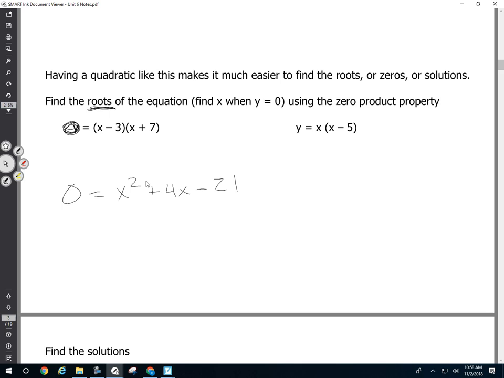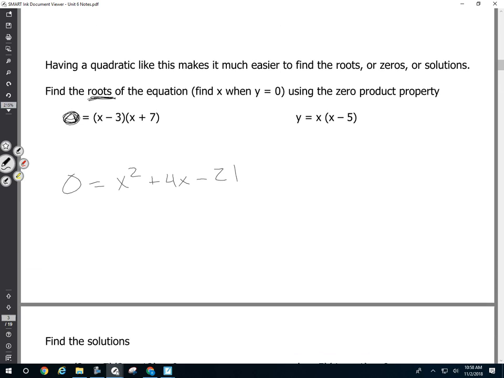But if you turned it from this into this, and you know that when you get a 0, 0 times anything is 0, you should be able to figure out the numbers that make this right side 0. Discuss with your neighbors, what are the numbers that make this right side 0?